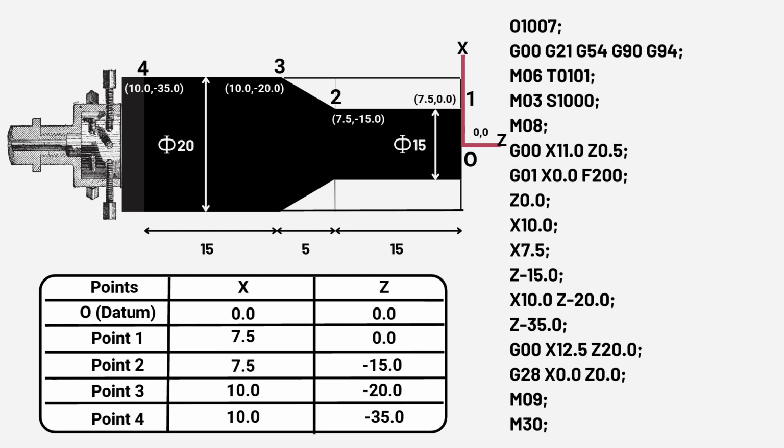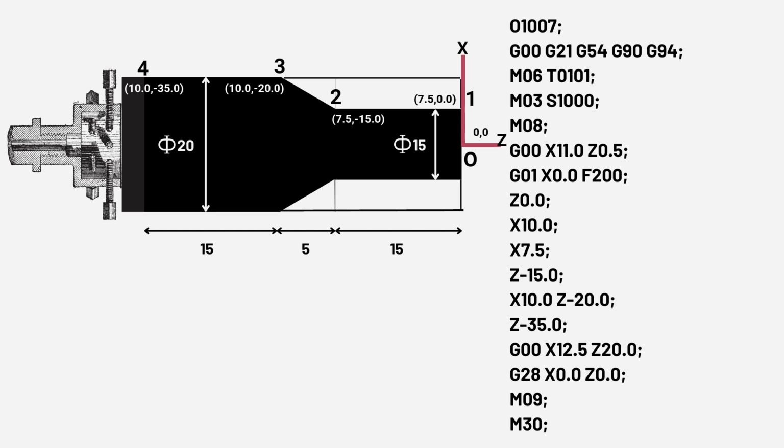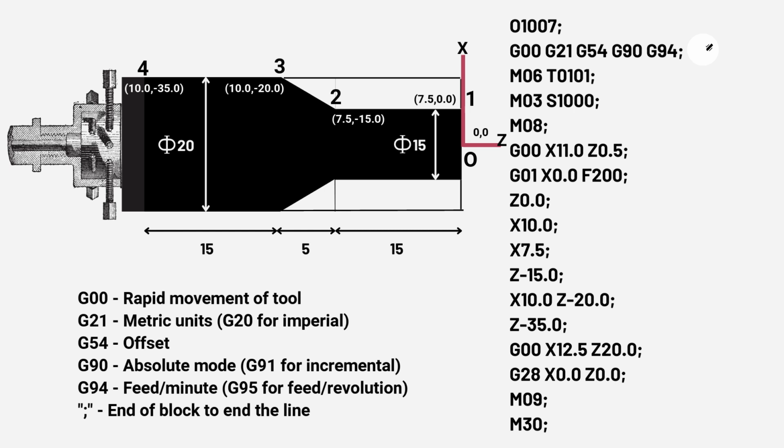The complete program for the absolute approach is written here. Let's understand each line or each block one by one. Here, the first line depicts the program number. We can write it as any number between 0 to 9999. In the second line, the first command used is G00 because rapid movement of the tool is desirable initially.